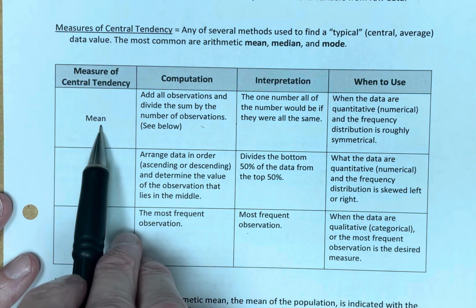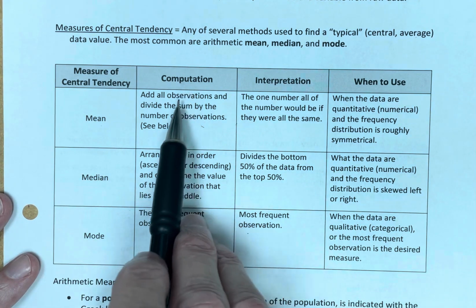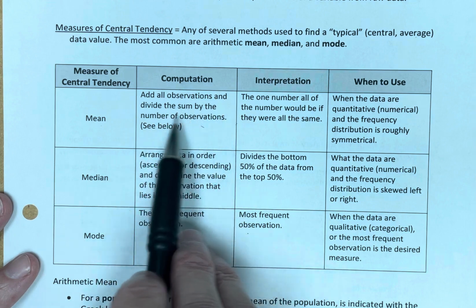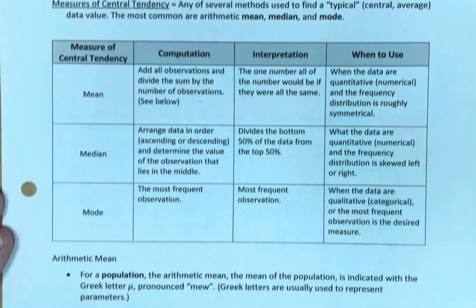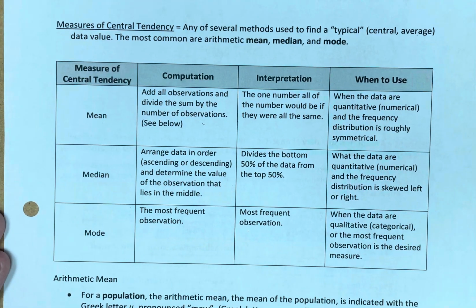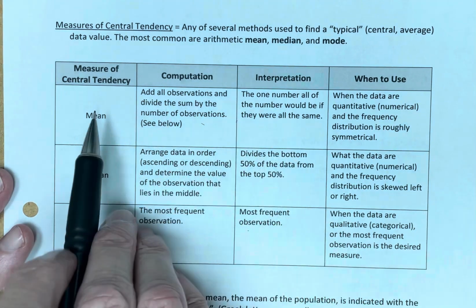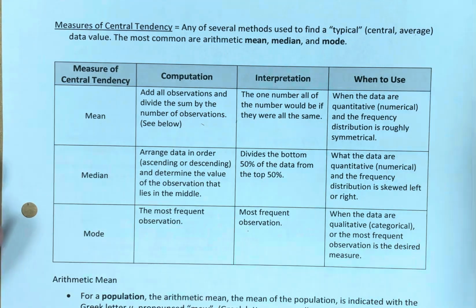The mean, how do you calculate it? We add up all the observations and divide by the number of observations. That's down below, which I'll come back and show you. The interpretation is a question that will stump many people.